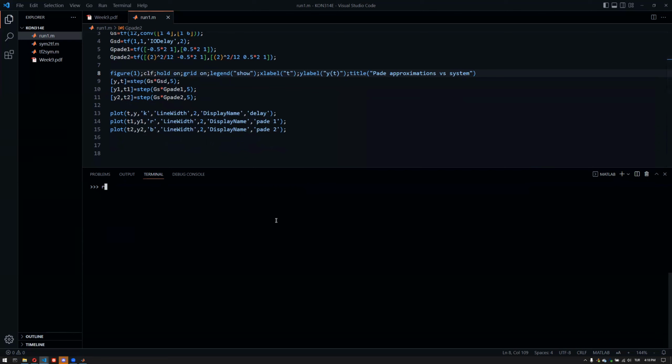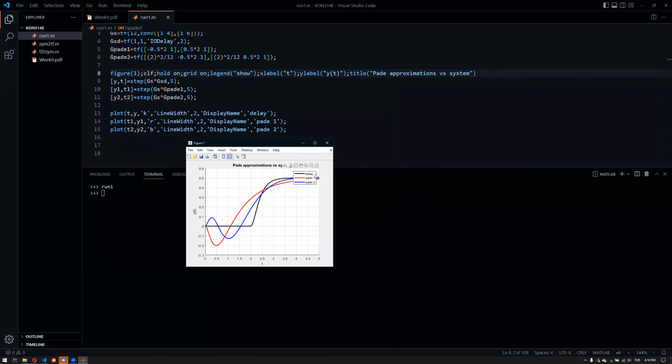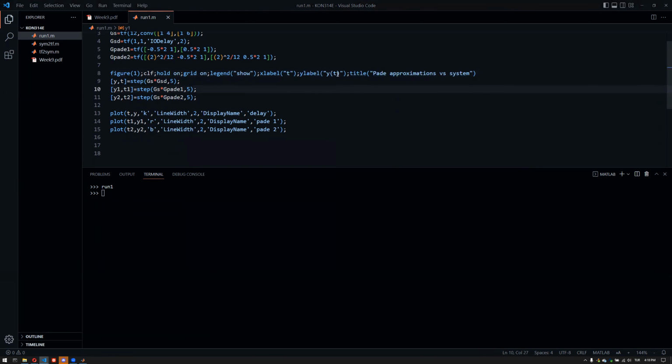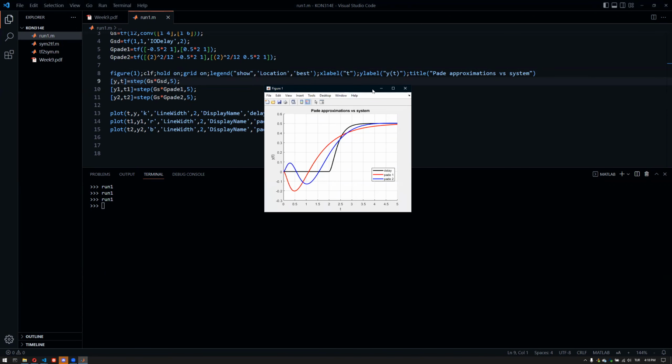So let's see. There we go. Now, if sometimes you're bothered with this legend being in the way, a quick side note, you can do location and then best, so it avoids placing that legend. So it places it somewhere empty. So yeah.